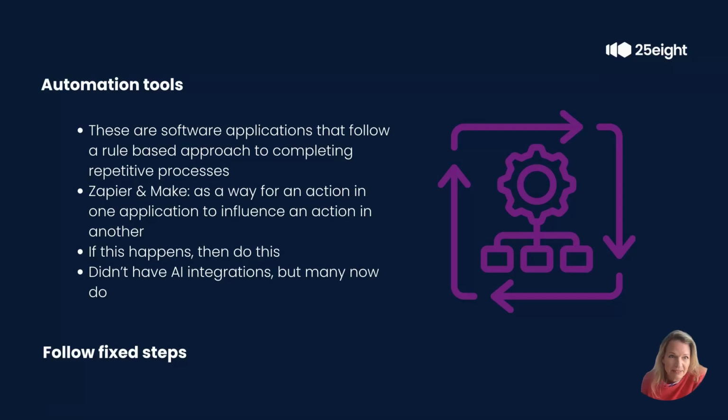Automation tools are software applications that follow a rule-based approach to completing repetitive processes. Tools like Zapier and Make are a way for an action in one application to influence an action in another. If this happens here, then do this here. Most of the automation tools didn't have AI integrations in the past, but many of them do now. These tools follow fixed steps.